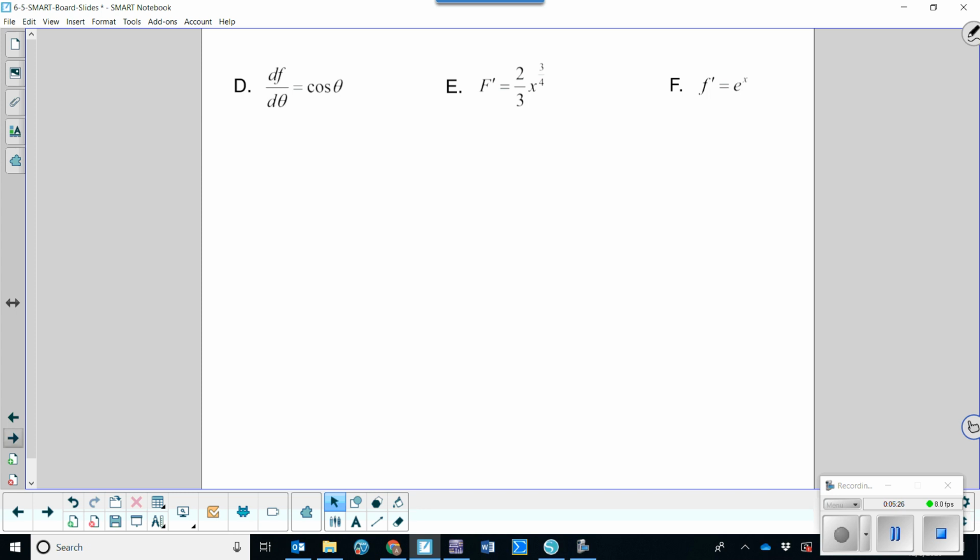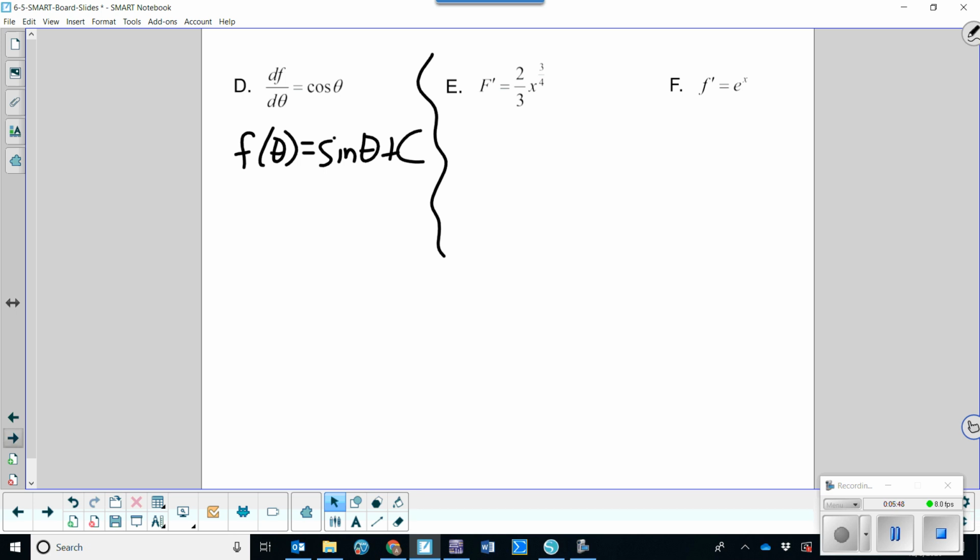So if we have df d theta equals cosine theta, then f of theta. So we just think to ourselves, what do I take the derivative of that gives me cosine? So that would be sine. And then, of course, plus c, because we don't know what constant could have been there.